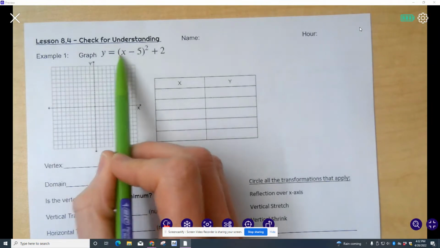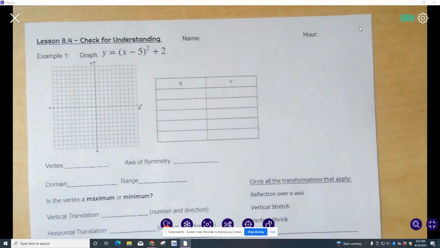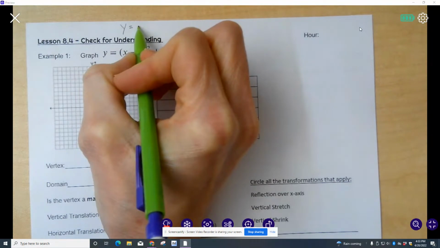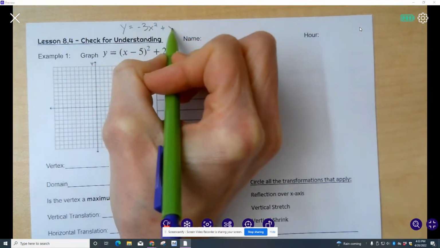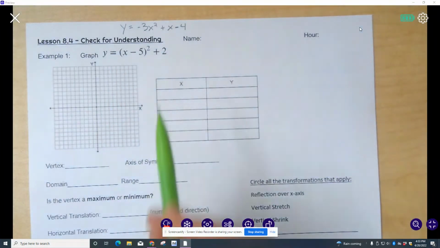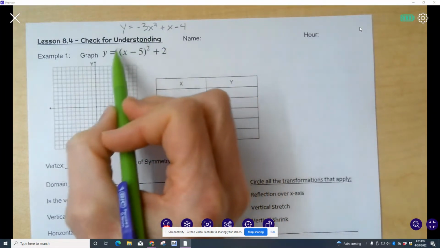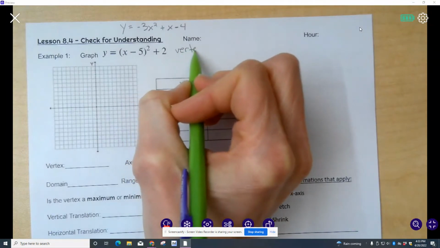And the way you can tell it's that different form is you have these parentheses and the squared outside of the parentheses. If you think about all the other examples of quadratic equations that we have been looking at, they looked something like that, where the squared was right on the x. When you're in vertex form, so that's the first thing we're going to put here.